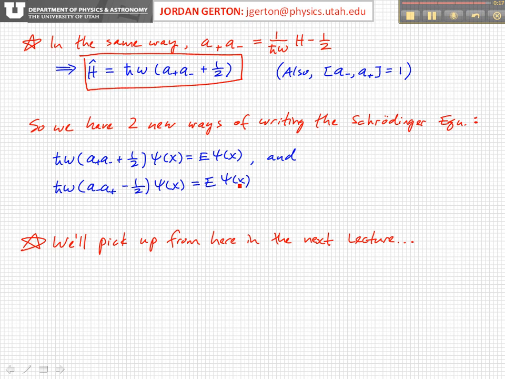This is just some interesting math that maybe seems a little bit convoluted, but this is where we'll pick up in our next lecture, and we'll show how we can use these forms of the Hamiltonian to actually solve for the energy eigenvalues, the eigenenergies, and the eigenfunctions.